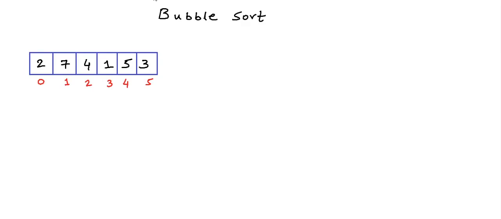So once again, let's say we have a list of integers given to us in the form of an array, something like this. Let's name this array A. We have 6 elements in the array, so we have indices from 0 to 5. Now we want to sort this array, so we want to rearrange the elements in the array in increasing order.